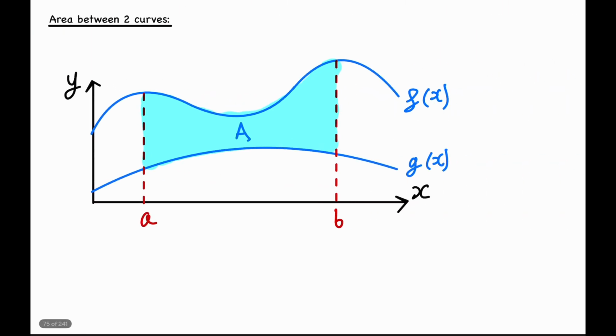So now we are going to find the area between two curves. So something like this. Say you have a curve that looks something like this, and another one like this. And say you want to find the area between these two curves. So how would you do this?